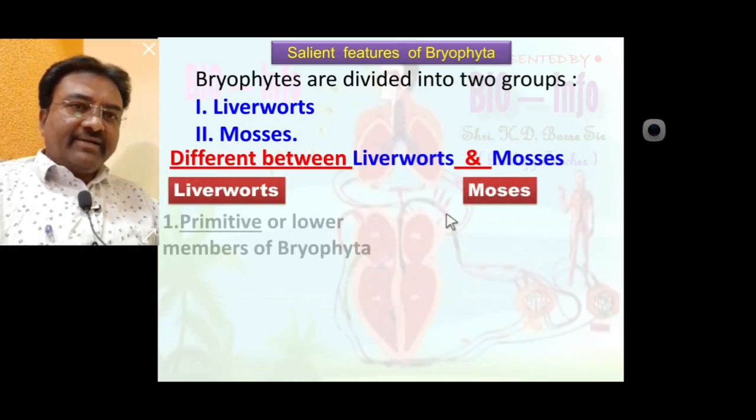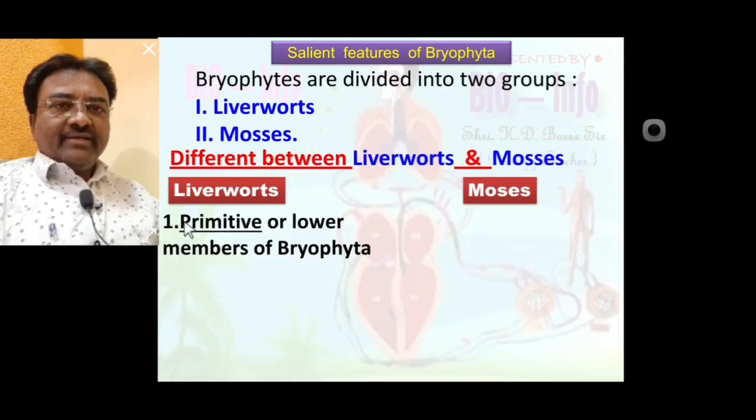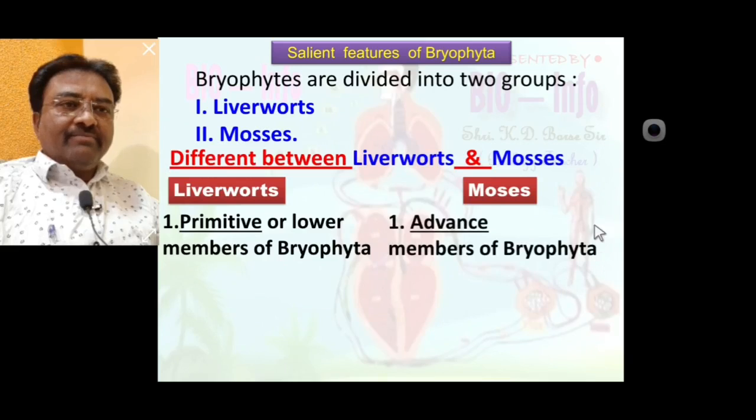In liverwort, first point, liverworts are the primitive or lower members of the Bryophyta group, while mosses are the advanced members of the Bryophyta group. Always remember, liverwort is the primitive, lower member of the Bryophyta group, while mosses are advanced members.